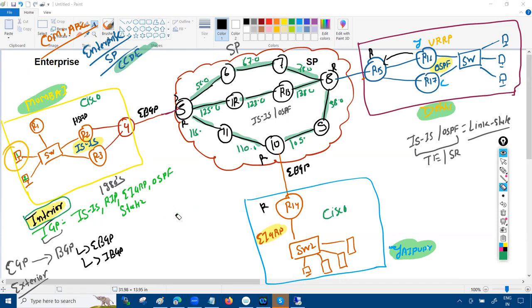So that's why we have to go with the BGP protocol. What flavor am I going to run over there? eBGP. Between R8 and R5, what flavor am I going to run? eBGP. Now understand the concept over there, what happens.